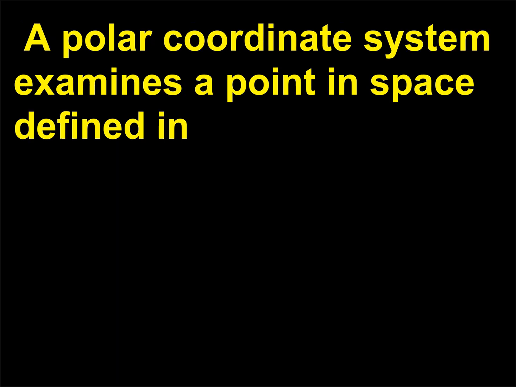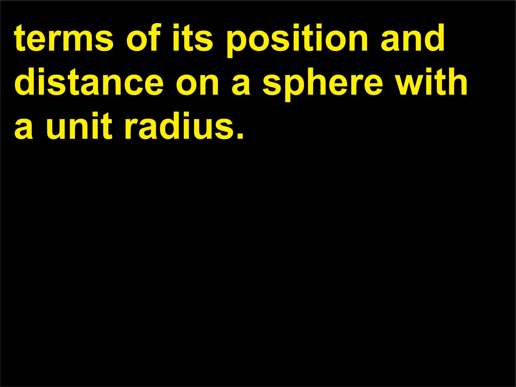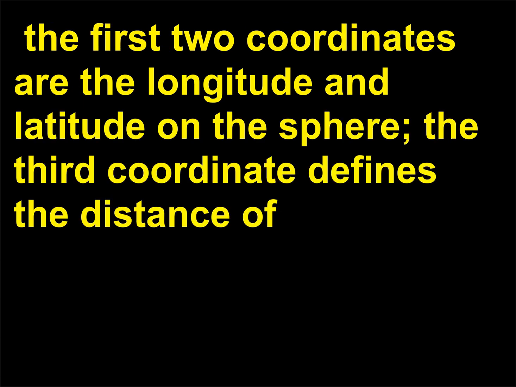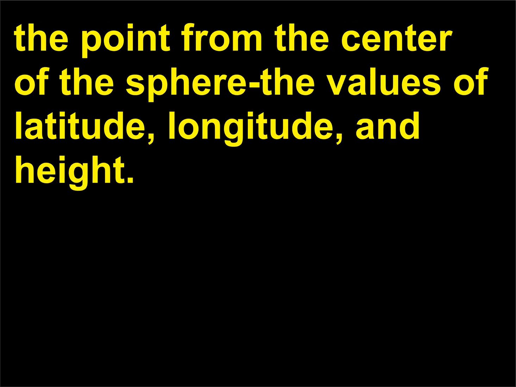A polar coordinate system examines a point in space defined in terms of its position and distance on a sphere with a unit radius. The center of the sphere is considered the origin. The first two coordinates are the longitude and latitude on the sphere, the third coordinate defines the distance of the point from the center of the sphere: the values of latitude, longitude, and height.